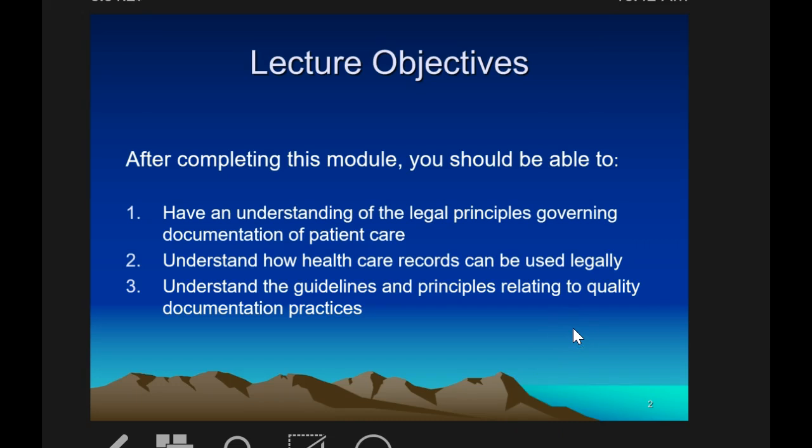After completing this module and engaging in the readings, tutorial activities and listening to the mini lectures, you should be able to have an understanding of the legal principles governing documentation of patient care, have an understanding of how healthcare records can be used from a legal perspective, and understand the guidelines and principles governing nursing practice, and which directly relate to quality documentation practices.